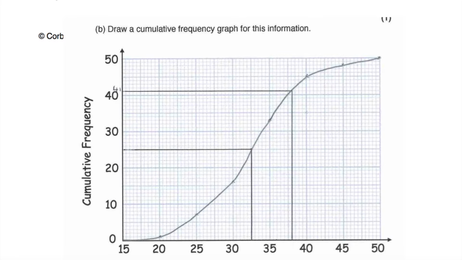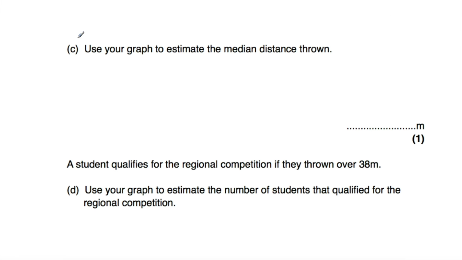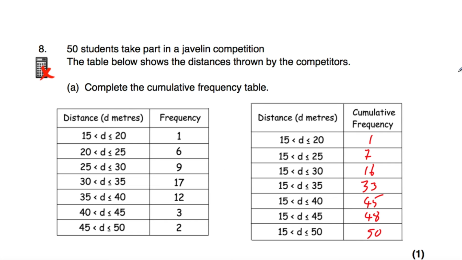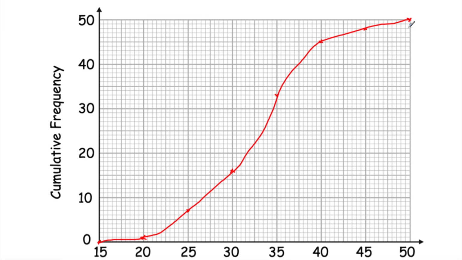Then if we carry on with that question, part C says use your graph to estimate the median distance thrown. So we want to find an estimate for the median. Now there were 50 students that took part, 50 throws. So 50 divided by 2 is equal to 25. So we're going to go 25 across and down. Here we've got 50, and so 25 will be there in the middle. So going 25 across and down will bring us to here.